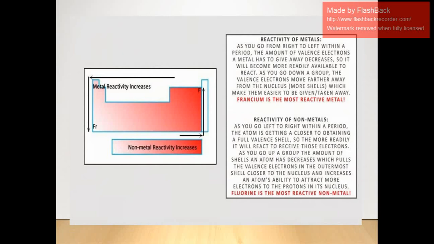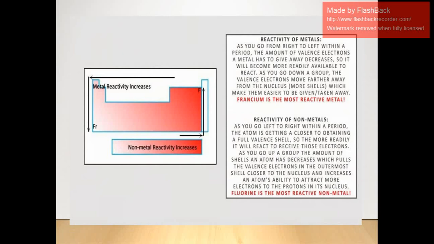When we talk about the reactivity of metals, as we move from right to left within a period, the amount of valence electrons a metal has to give away decreases. So, it will become more readily available to react. As we go down the group, the valence electrons move farther away from the nucleus, with more shells, which makes them easier to be given or taken away. Francium is the most reactive, no doubt, but we generally talk about cesium, because francium is a radioactive element and much information is not available right now.